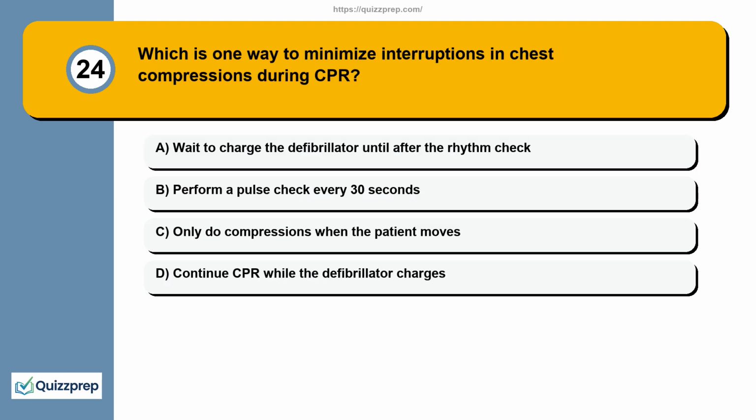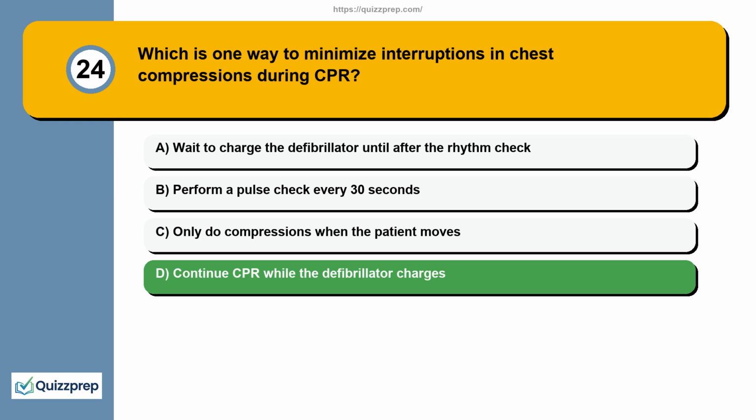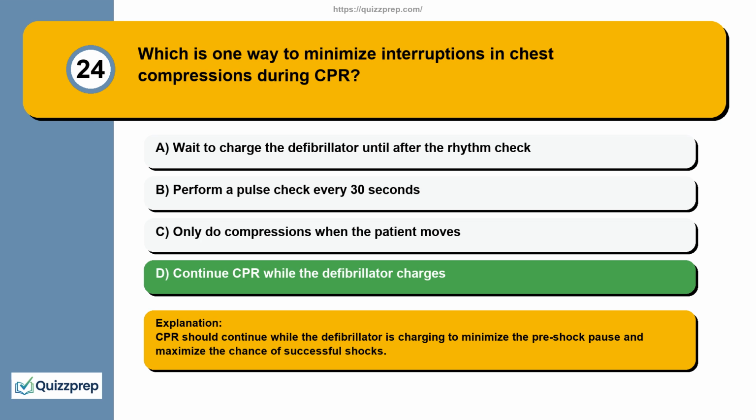Question 24. Which is one way to minimize interruptions in chest compressions during CPR? Wait to charge the defibrillator until after the rhythm check. Perform a pulse check every 30 seconds. Only do compressions when the patient moves. Continue CPR while the defibrillator charges. CPR should continue while the defibrillator is charging to minimize the pre-shock pause and maximize the chance of successful shocks.